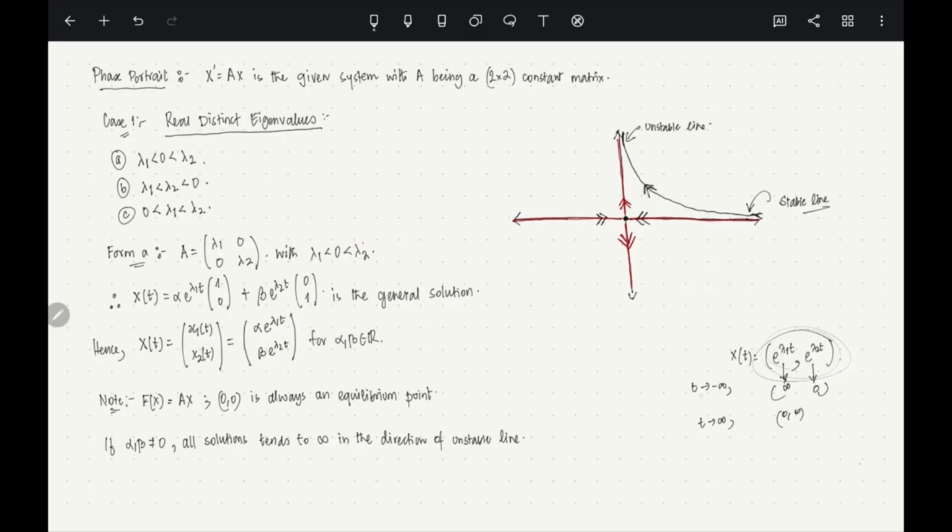As t is very large in the negative direction, so t tends to minus infinity, these points are tending towards infinity, 0. So what does it mean? They are actually very close to the x-axis. And after that, as t tends to infinity, it is going asymptotically towards the y-axis, because it is going to 0, infinity, and that is why the arrow points this way.